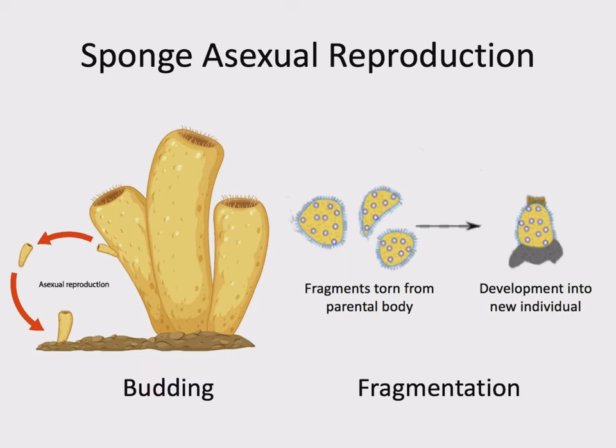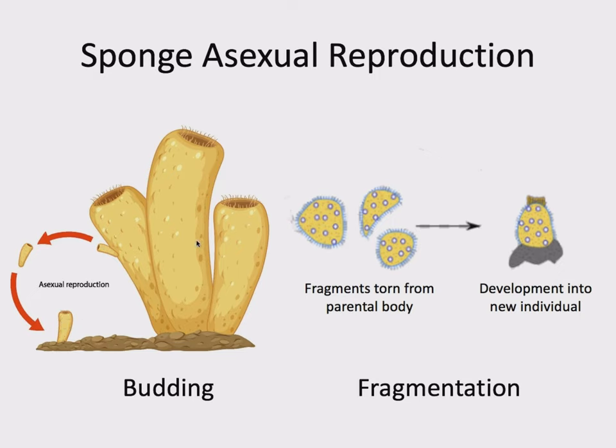So let's talk about reproduction a bit. We saw in the life cycle the sexual reproduction, sperm plus egg, all that fun stuff. Sponges are also capable of asexual reproduction in a couple of different ways. Some of them can just bud off another fragment, which can detach and then attach to the ground and just be another individual. It's a clone of the parent.